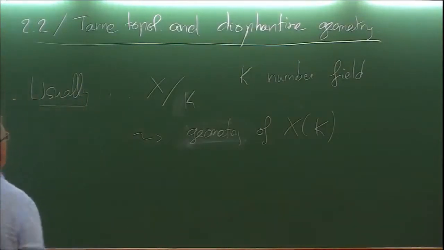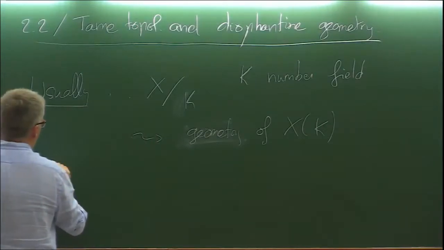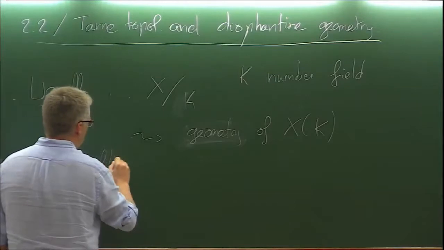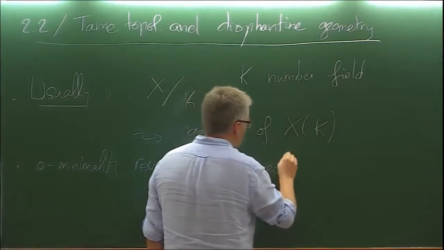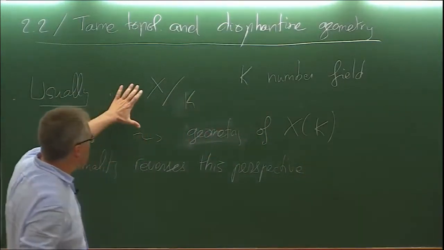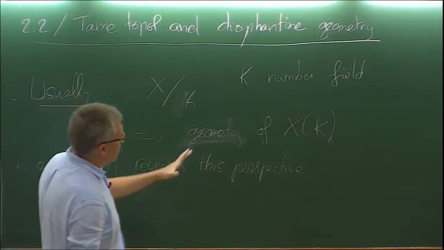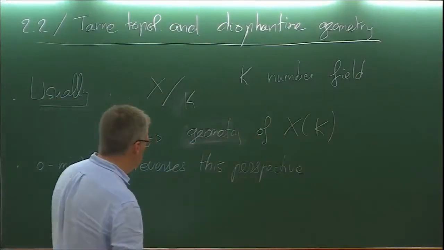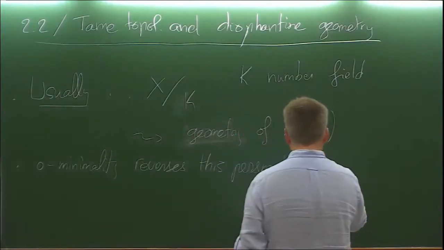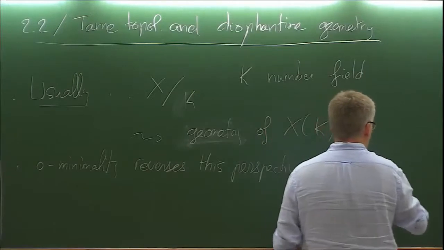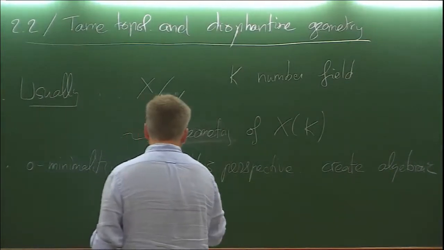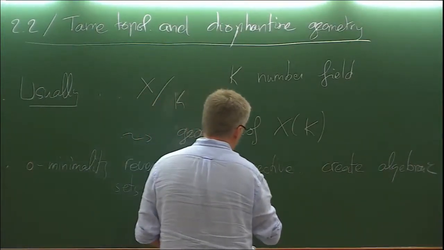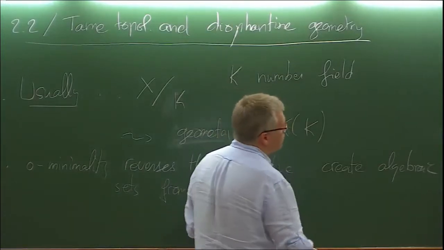And what is amazing in this use of tame topology is that in some sense you completely reverse the perspective. O-minimality reverses this perspective. This means that in a classical context, you start with something algebraic, and you deduce something about the points. And here, on the contrary, you create algebraic sets from rational points. So let me explain this.